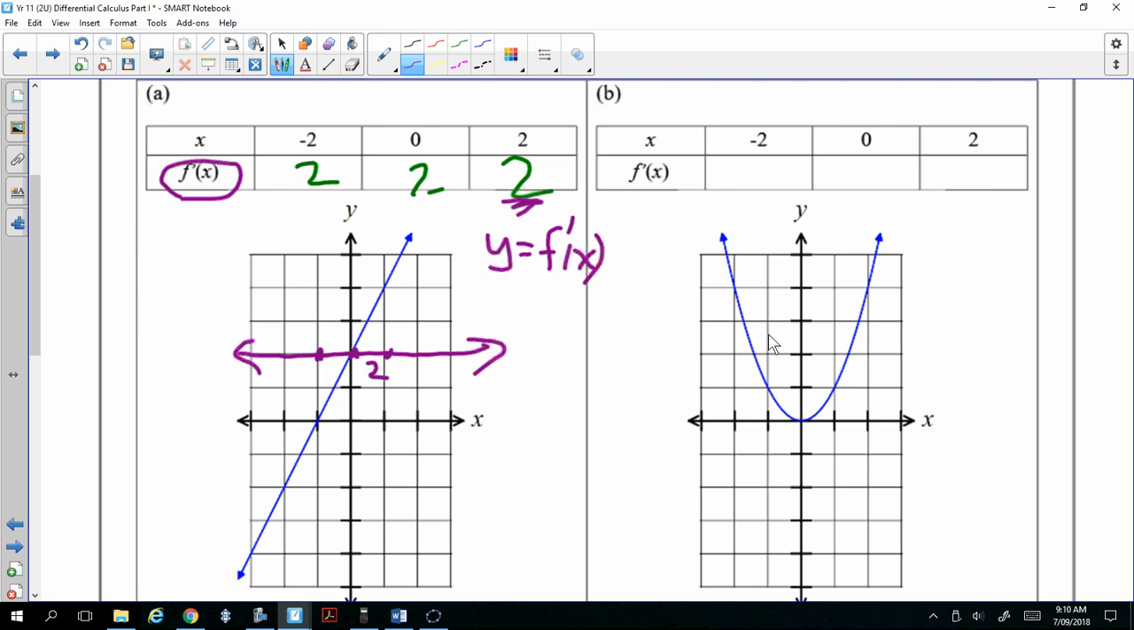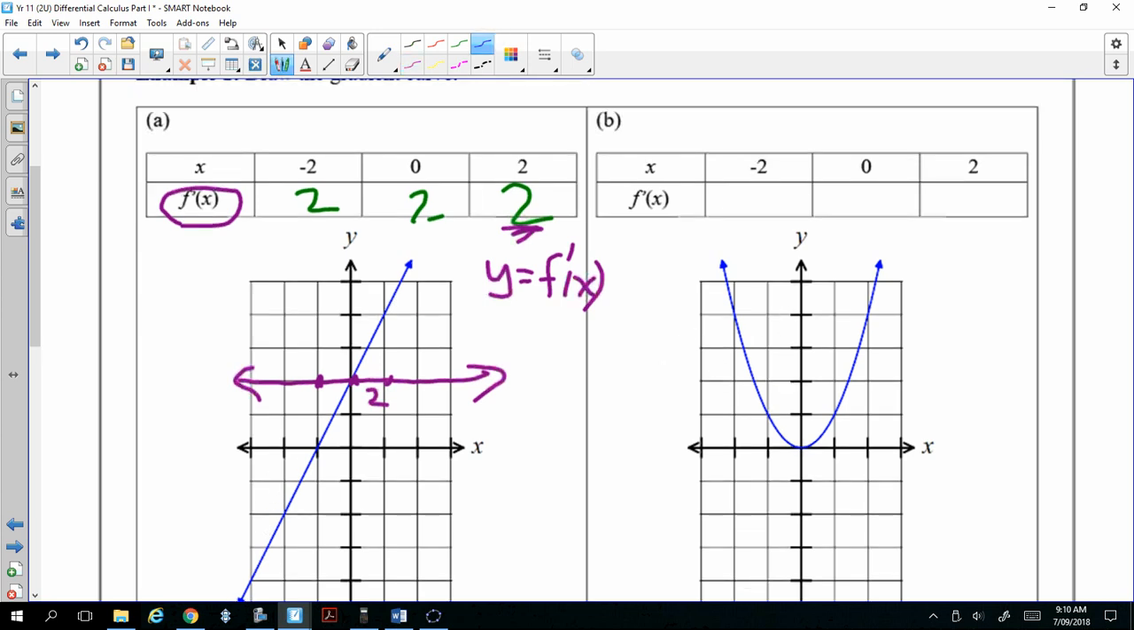How about the parabola? We learned something about parabola before. Now, what's the derivative of the parabola? 2x, which means that I could calculate the gradient at each point. So what's the gradient at -2 if you use this formula? -4. So at the point -2, the gradient is -4. So I plot the point there, -4, right?